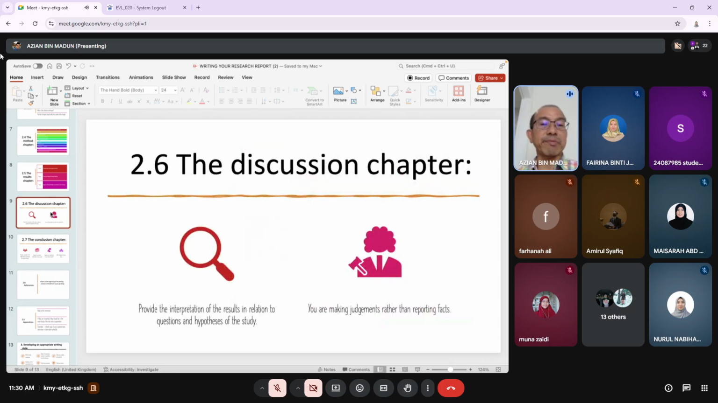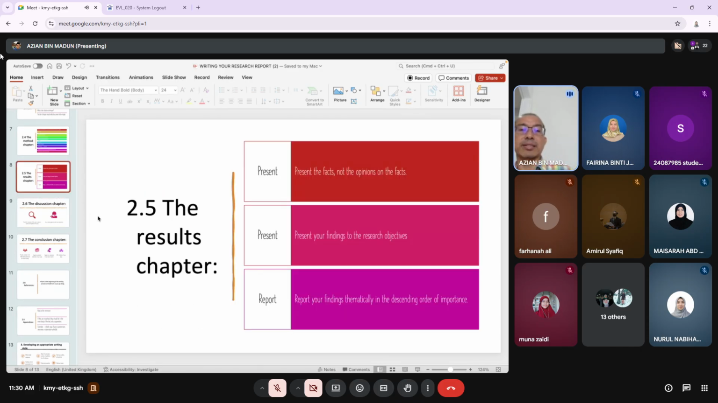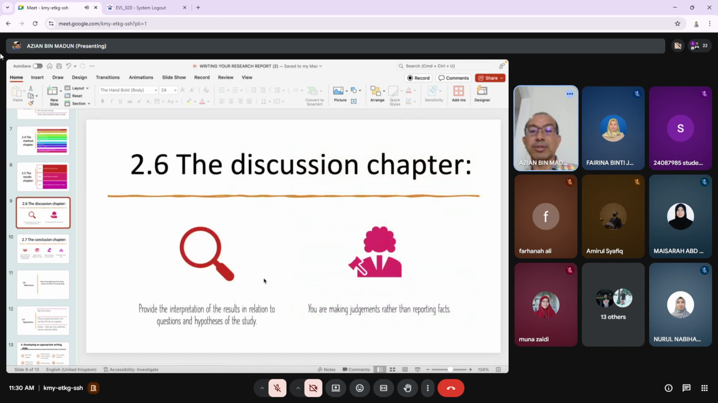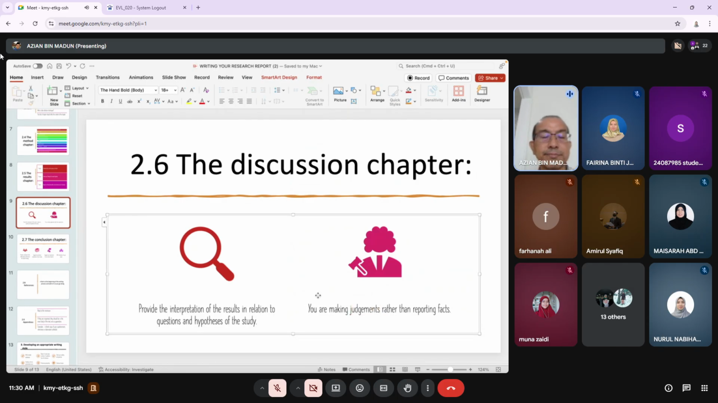Results and discussion: the difference is that usually the results are just facts, and not your own opinion. Because in the discussion chapter, you are making judgment. Judgment means you are doing something like reading what is happening between the lines. That means you are giving your own interpretation.